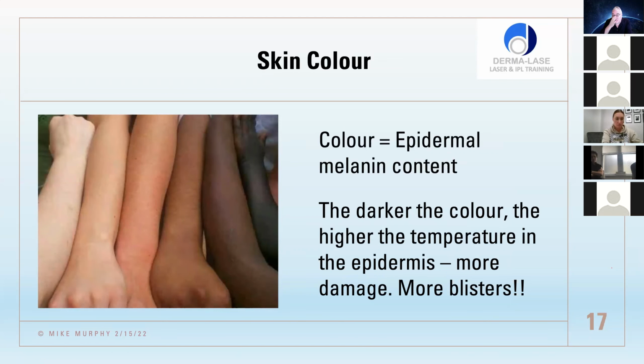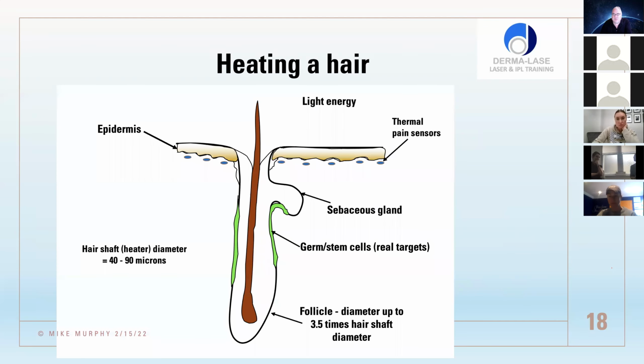The way this works is, the darker the skin, the higher the temperature you're going to generate in the epidermis, because that's where a lot of the melanin is, and therefore the more potential damage in the epidermis and more blistering. So be careful that with darker skins, you run a higher risk of damaging the epidermis and causing blistering and more pain, etc. Keep that in mind always, and that's with all the visible lasers. Once you get up to the infrared lasers, so the diodes and the YAG lasers, that risk reduces, because they're not so strongly absorbed in the epidermis.